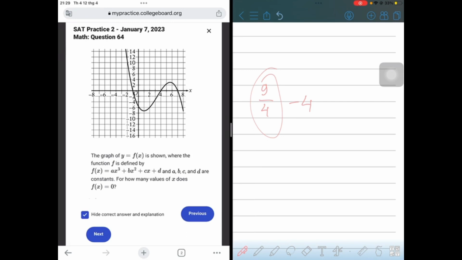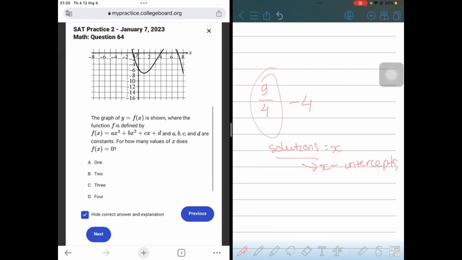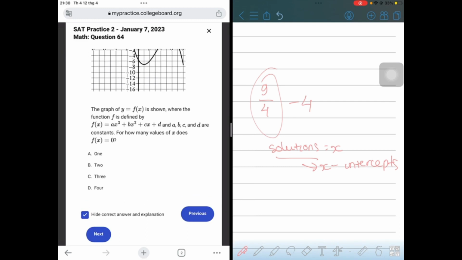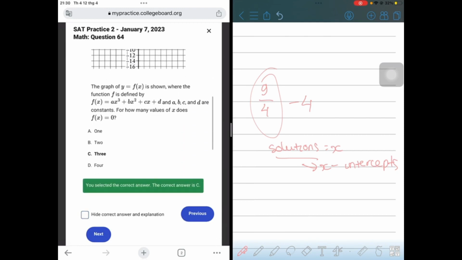Why? Because try to remember that for a solution, we will find x. So it means that the solution is also the x-intercept. So what does x-intercept mean? It means that your graph will intersect with the x-axis. So you see there are 3 points that intersect the x-axis: -1, 4, and 7. So it's 3 points. That's the answer. So C. Right.